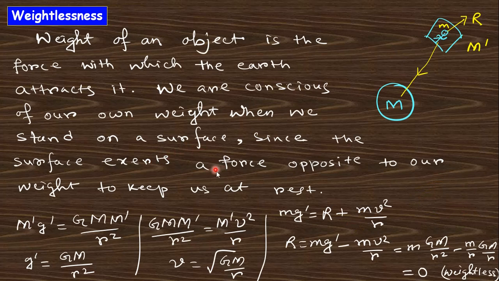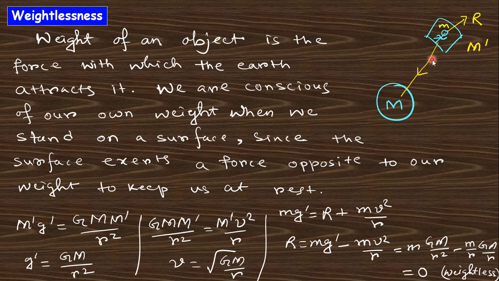Next, go to weightlessness. This is the Earth, and this is a satellite which moves in this orbit, and there is a man on this satellite. The man feels weightless. Why? If you take the mass of the man as m prime, you can equate his weight, that is m prime g prime. Here g prime is the acceleration due to gravity at that point. This gravitational force will be equal to the centripetal force, given by the velocity of this satellite.